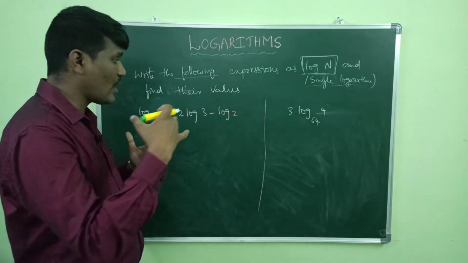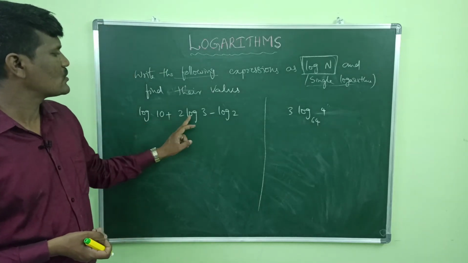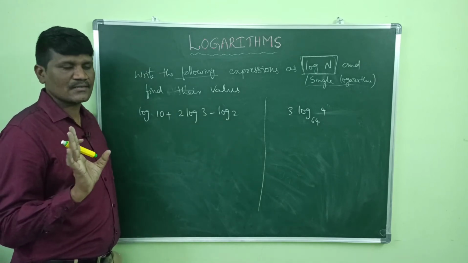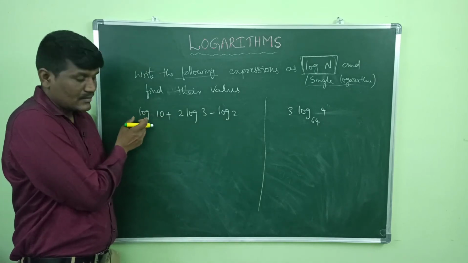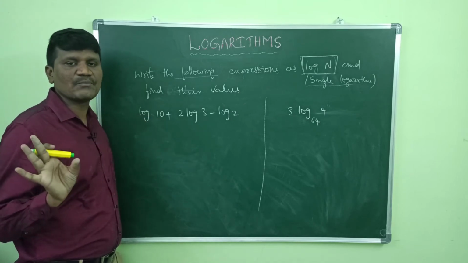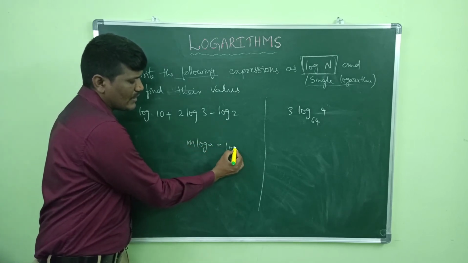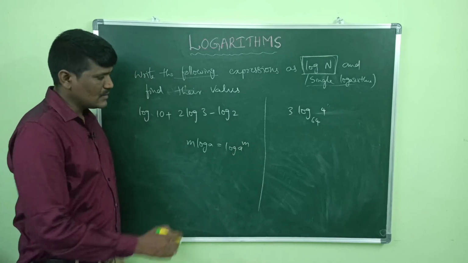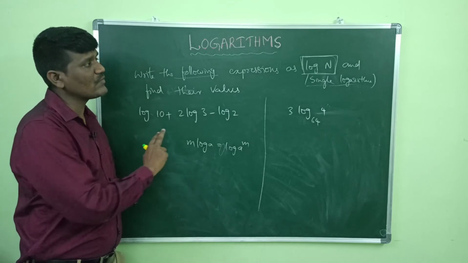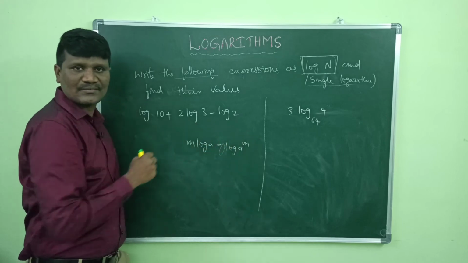So the combination of all the three formulas, the first problem is log 10 plus 2 log 3 minus log 2. In this case you should understand the first thing: before a log there should not be anything. Log should not be multiplied by anything. Suppose m log a is there, you convert it into log a power m. You know, right? So before log there should not be anything.